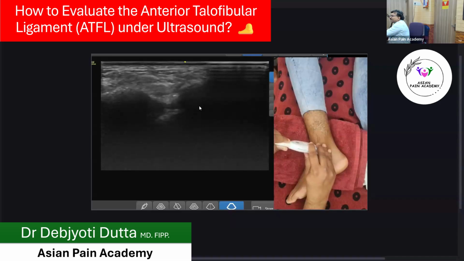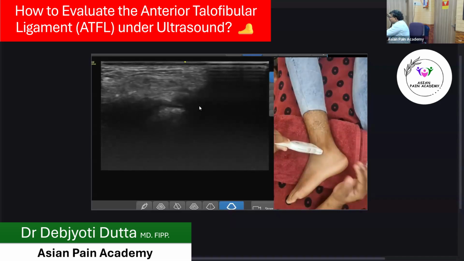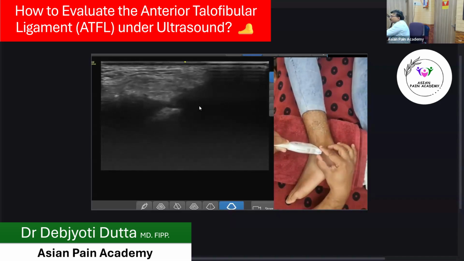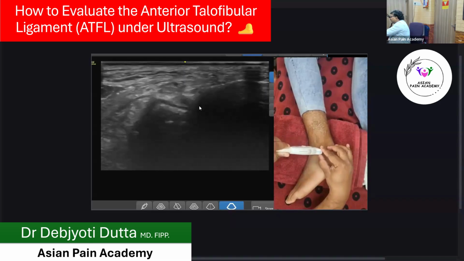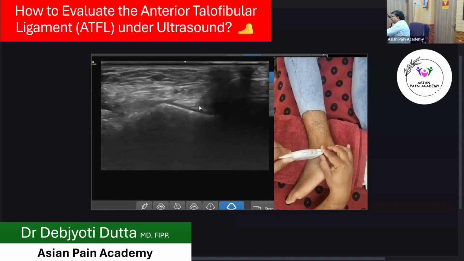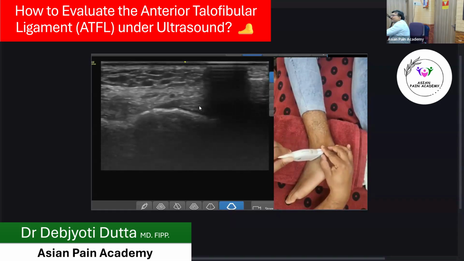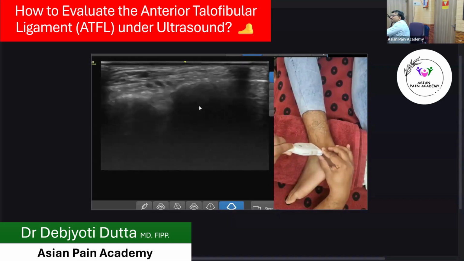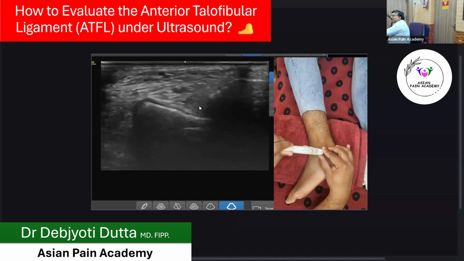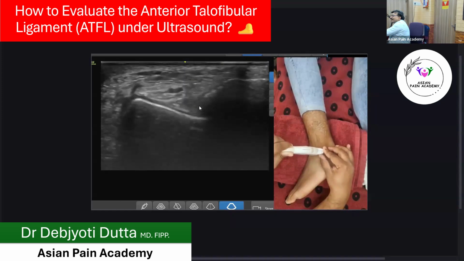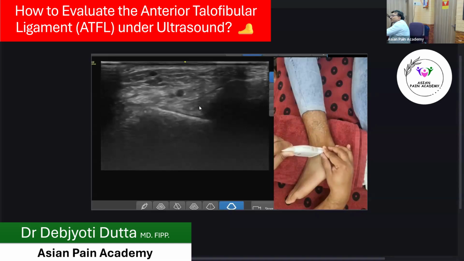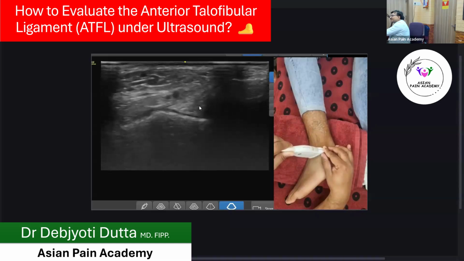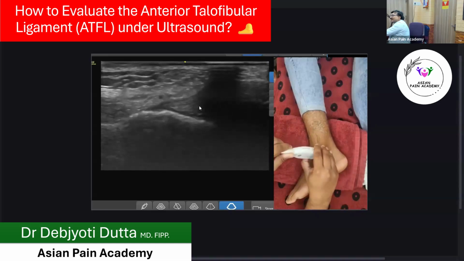Keep the probe there. Again start fanning, keeping the posterior part over the fibula. Try to put the anterior part 90° from the previous angle. So what will happen? Again from here, from the tibia, it will shift over to the talus, and as I go more towards 90°, we start seeing another ligament.